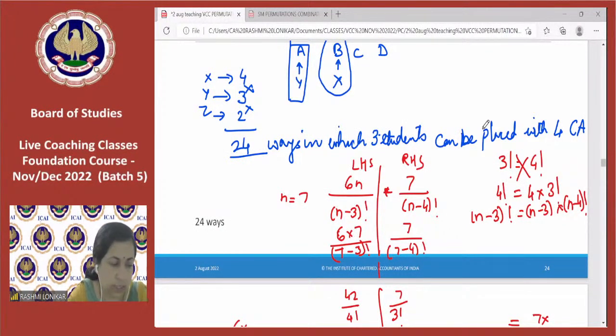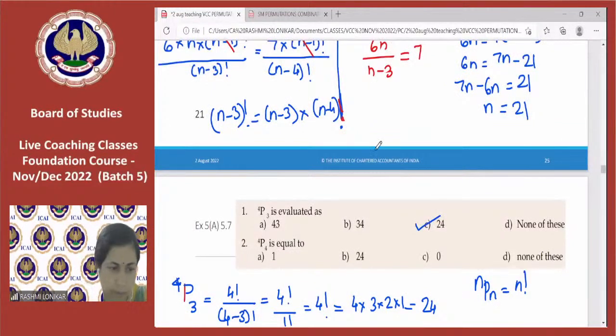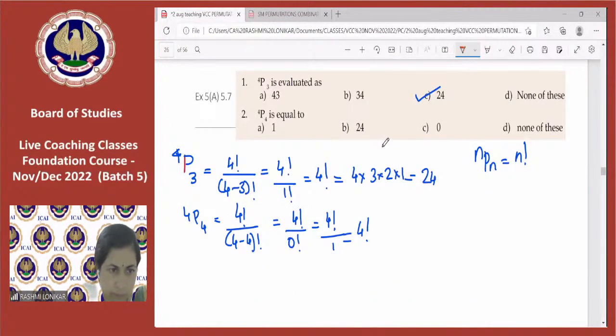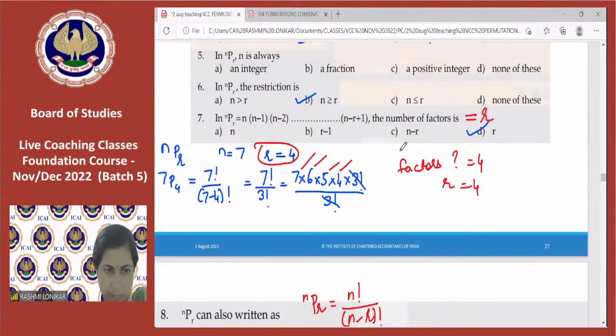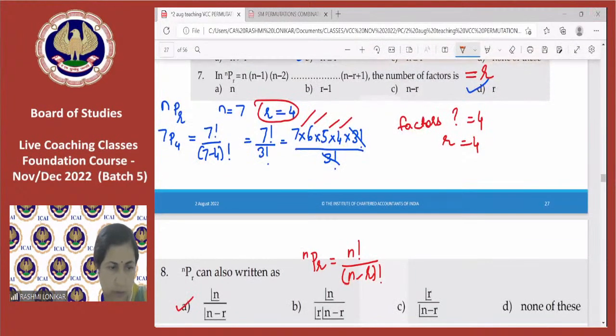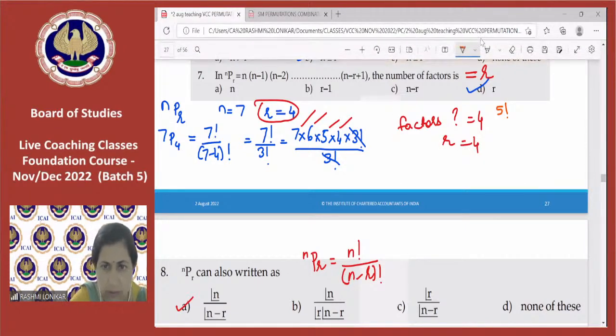Yes, good. Now let us go to this sum. Seventh sum. Just let me check. Seventh sum, this is the only number of factors is equal to r. So you just have to count, okay? You can do that like if I'm saying 5 factorial. They're asking in nPr, what will be the number of factors?